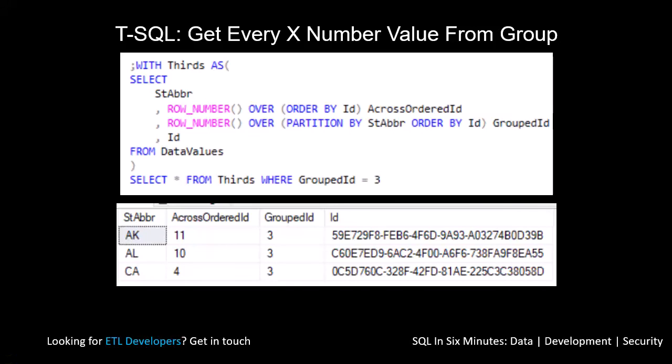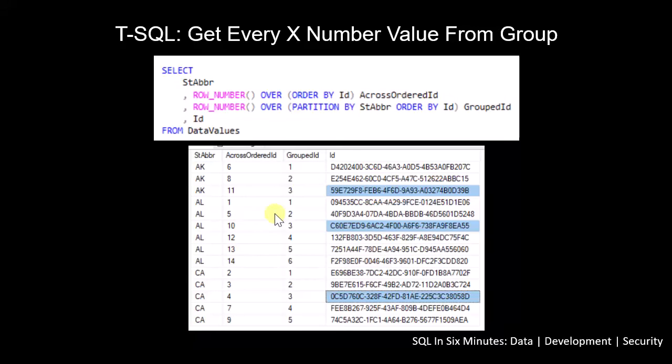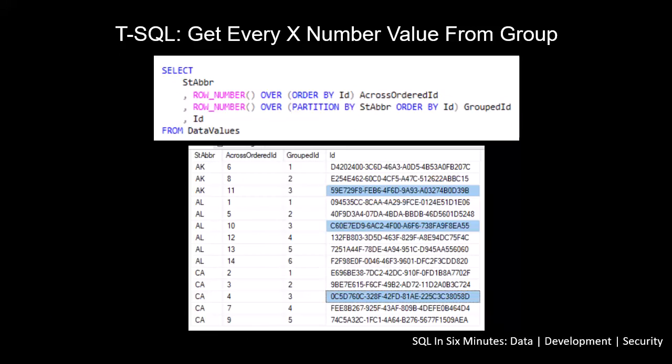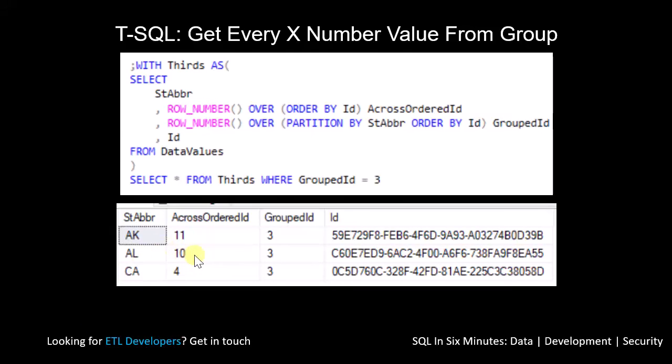And if we go back to this, we'll see that it was the 11th one, the 10th one, and the 4th one. So we can do a really quick check. Alaska was 11th, Alabama was 10th, and California was 4th. Alaska 11th, Alabama 10th, and California 4th. So we can do a quick check.